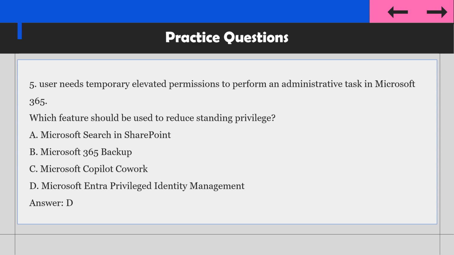5. A user needs temporary elevated permissions to perform an administrative task in Microsoft 365. Which feature should be used to reduce standing privilege? A. Microsoft Search in SharePoint. B. Microsoft 365 Backup. C. Microsoft Copilot Cowork. D. Microsoft Entra Privileged Identity Management. Answer. D.